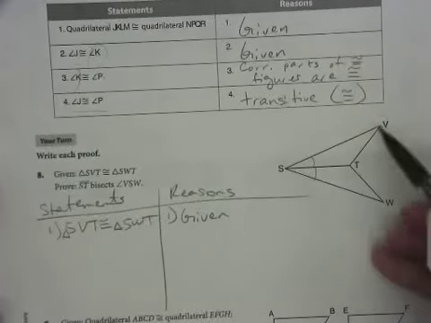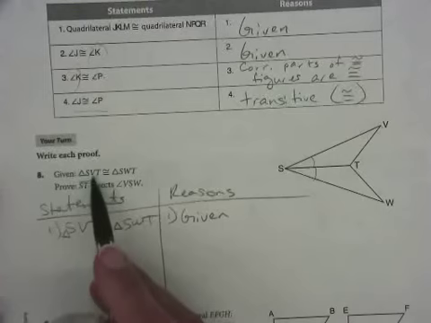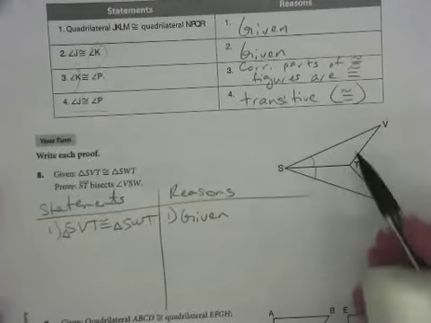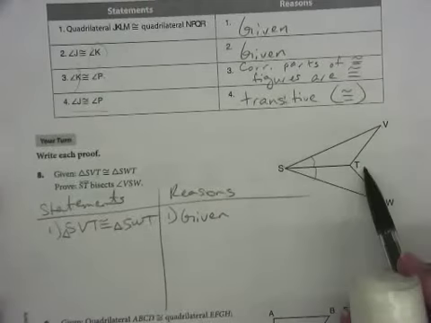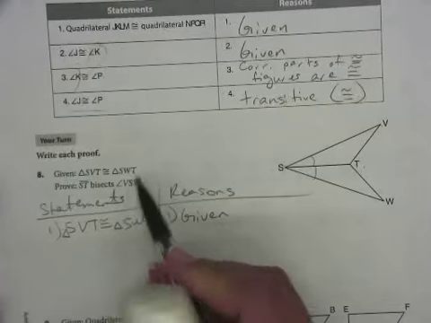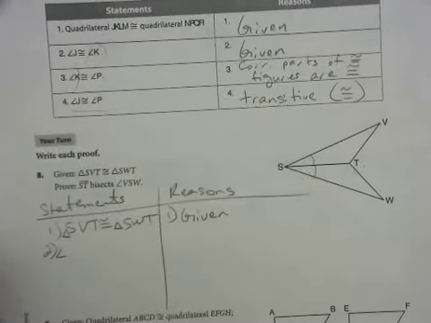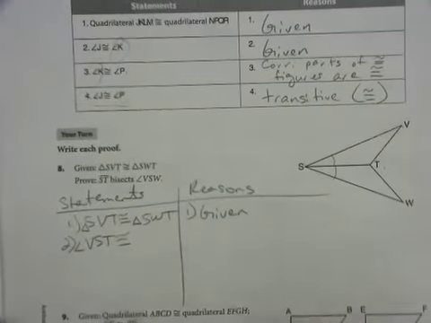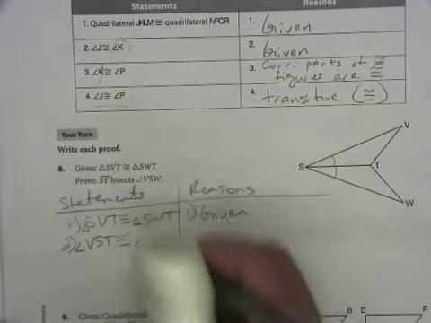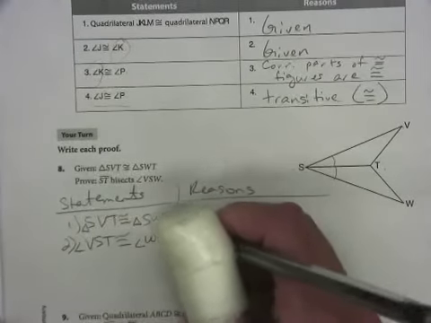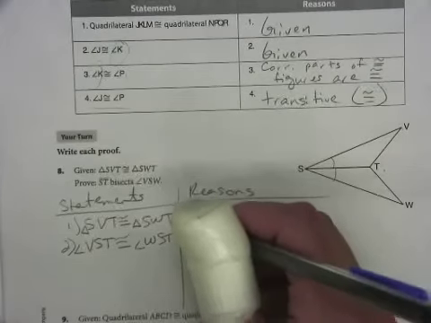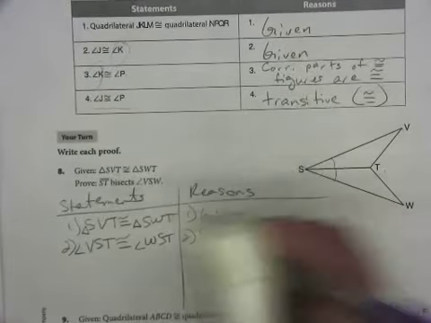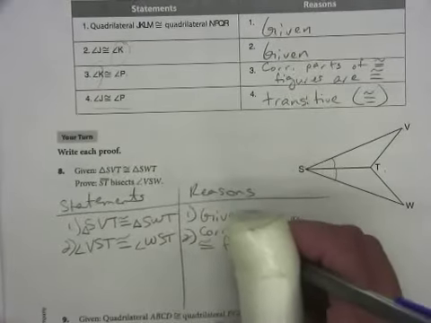Well, here's angle VSW. And if ST bisected it, then it'd be convenient if I could say that this angle is congruent to this angle. So that's VST, notice letter 2, letter 1, letter 3, congruent to angle WST, letter 2, letter 1, letter 3. So I can make that statement. Let's go ahead and do that. Angle VST is congruent to angle WST.